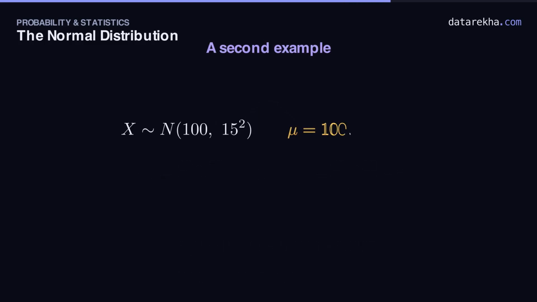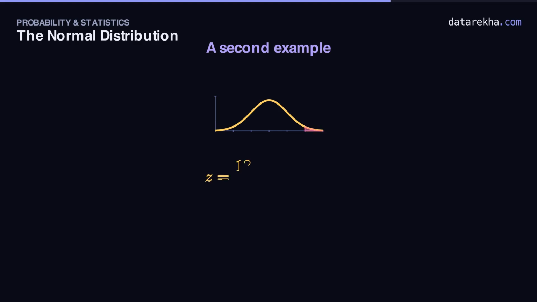A second example, this time with a tail. Test scores are normal with mean 100 and standard deviation 15. What's the probability a score is at least 130? Standardize 130. It's 30 above the mean. Over sigma 15. That's z equals 2. We want the upper tail, the area to the right of z equals 2.